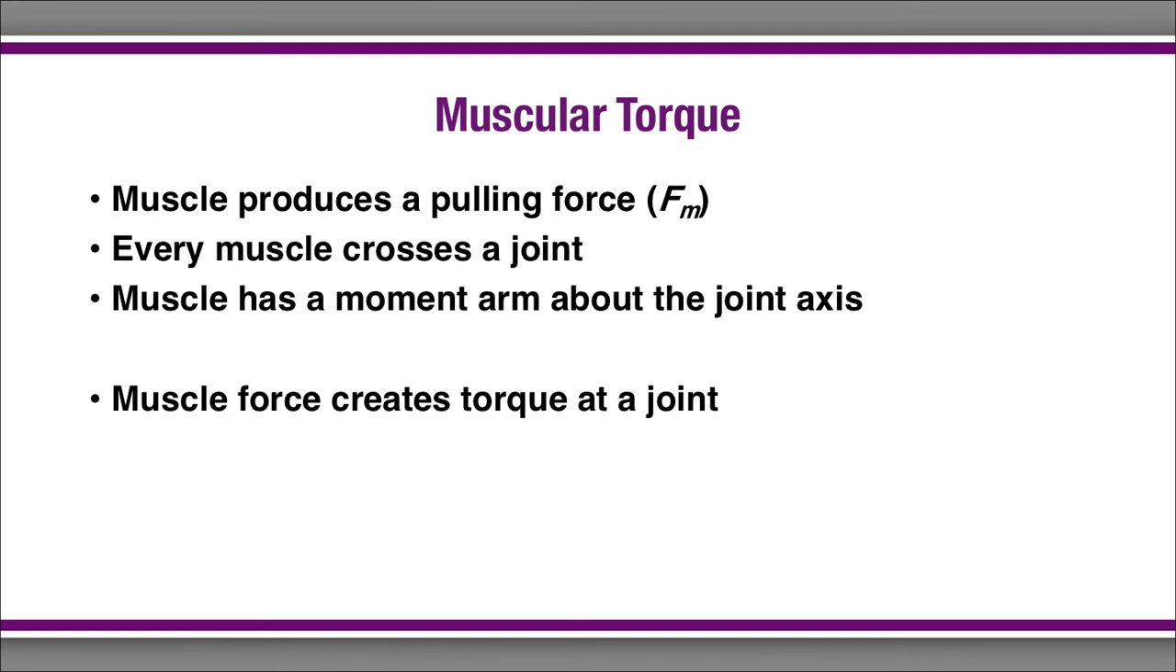In applying torque to our anatomy, muscles produce pulling forces. So we will discuss the force applied by muscles as F sub M here. Every muscle crosses a joint. That's how it is able to produce a torque at this joint. Because every muscle crosses a joint, muscles have moment arms about the joint axis. So the joint axis or the joint center is going to be our axis of rotation. So muscle force creates torque at a joint.